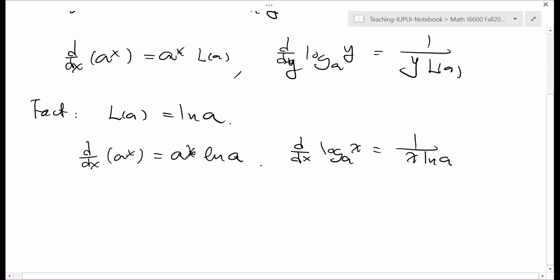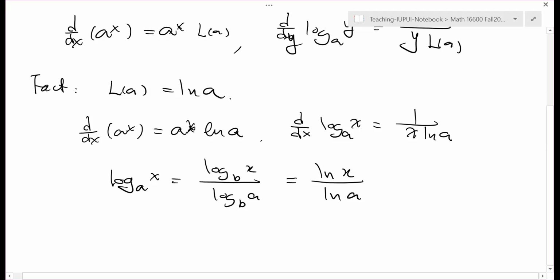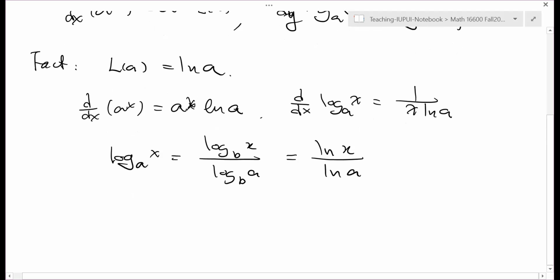Now, another important formula for the natural log is this one. You can use any base; in particular, when b equals e, then that will be the natural log. So this is not a brand new function, it's just the log function. Log of x with base a is just the natural log of x divided by a constant, natural log of a. Those are the information we need for today's class.